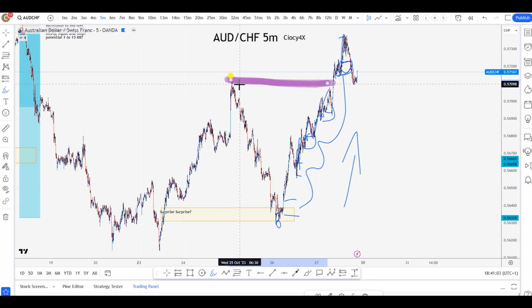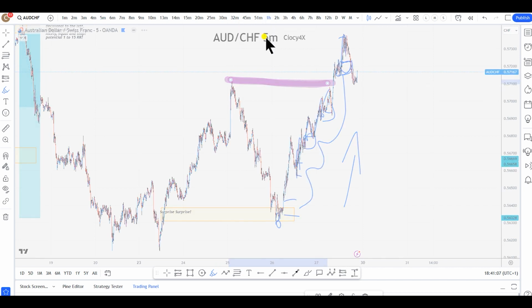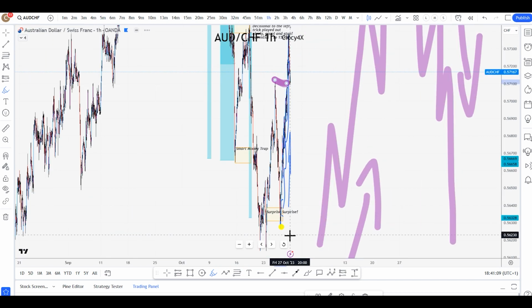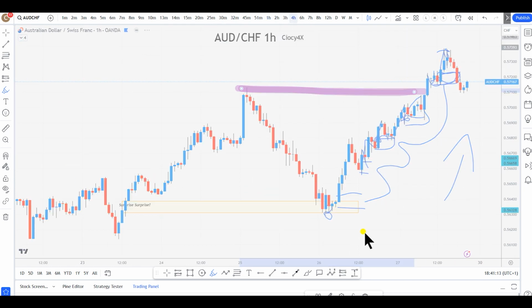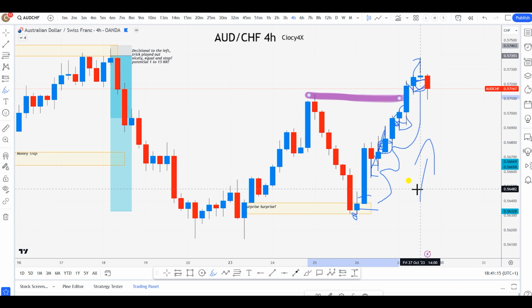is reflecting a higher degree of another time frame, which can be 1 hour, or it can be 4 hour. So what is this telling me now?